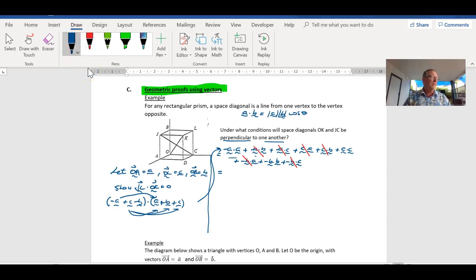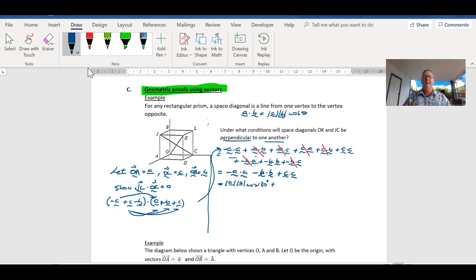What does that leave me with? It leaves me with negative A dot A, it leaves me with negative B dot B, and what else is left? Plus C dot C. Okay, now let's go back to the definition of the dot product and work out what those values are. So negative A and A, the dot product between them would be the norm of A by the norm of A by cos of the angle between them. What's the angle between A and negative A? It's 180. So we're going to put in cos of 180. What's cos of 180? We'll get back to that.